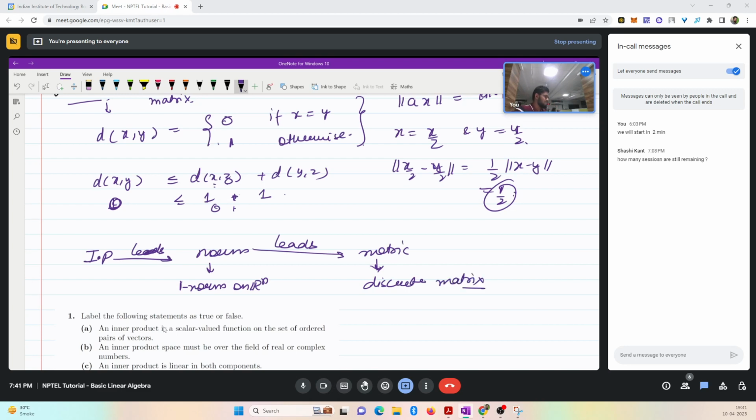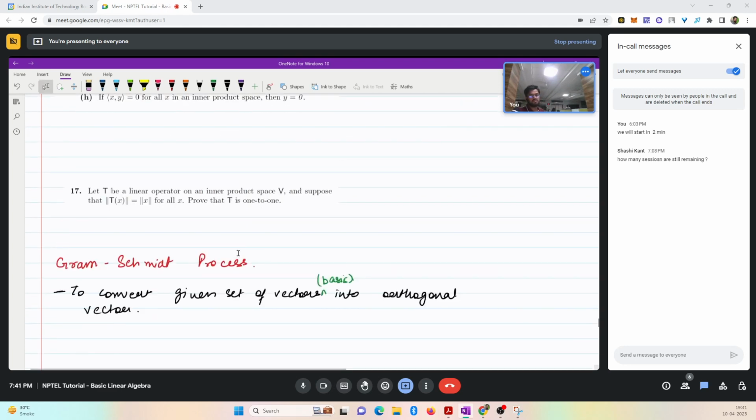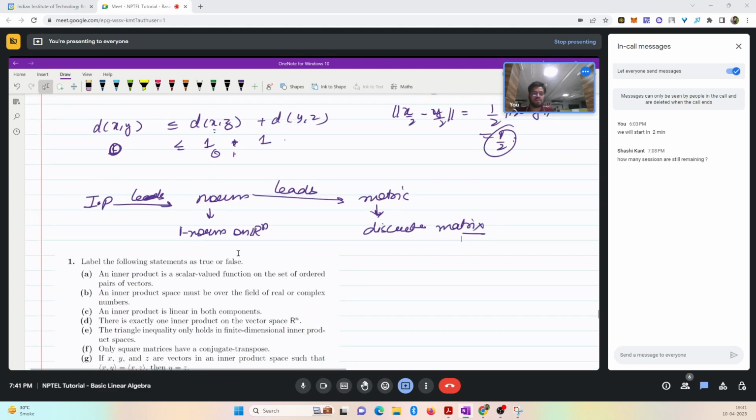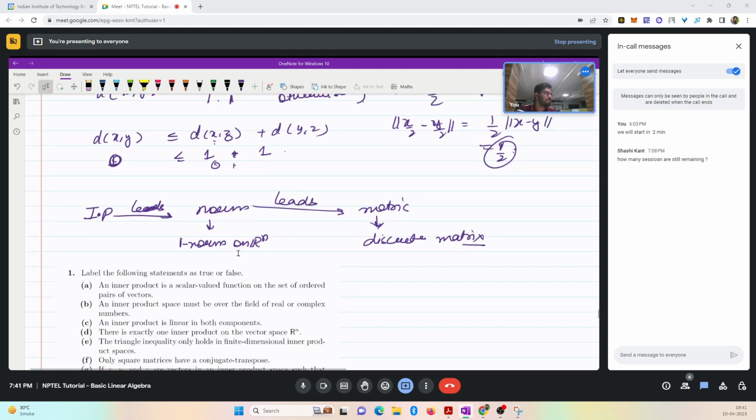Any doubt on this? Then we will move to Gram-Schmidt's orthogonalization process. We'll ignore this thing right now, and if time permits, we'll come back to it. Any doubt on this?